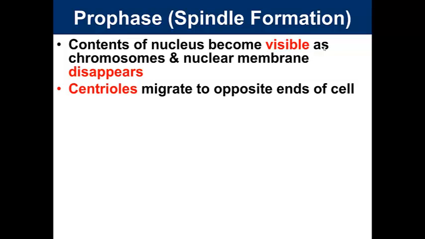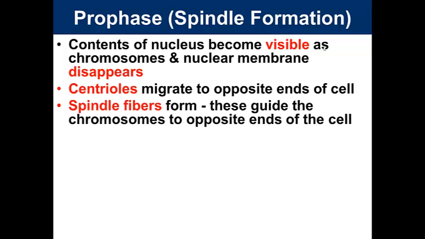Centrioles, which organize cell division, migrate to the opposite ends of the cell, or opposite poles of the cell. And these things called spindle fibers form. These are made out of actin and myosin. These are structural proteins whose job it is to guide the chromosomes to opposite ends of the cell. And the reason why they do this is to make sure that cell division happens in an orderly way and you only get one copy to each side of the cell.